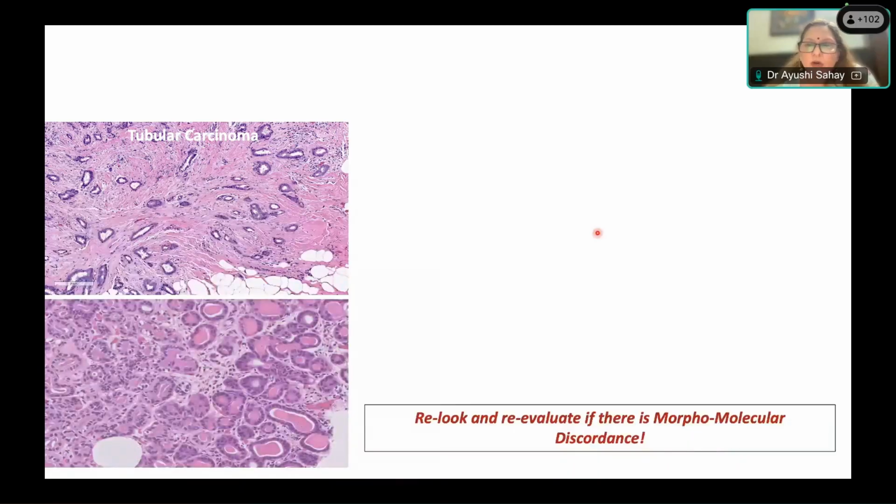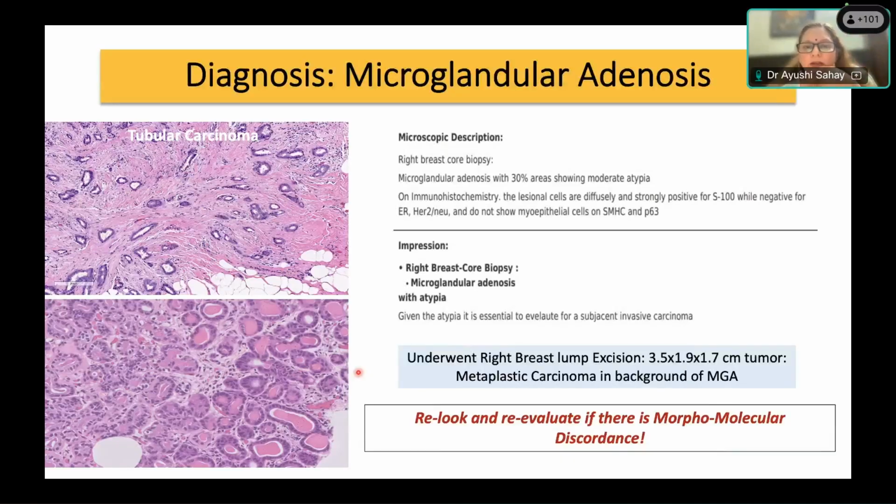I do not have a picture of secretory carcinoma as of now with me, but to differentiate, just to show you again how tubular carcinoma and the desmoplasia of tubular carcinoma with elongated tubules compares to a microglandular adenosis where you are having back-to-back tubules still raggedly infiltrating but without desmoplasia. And if you have a morphomolecular discordance, thinking of tubular carcinoma but ER is negative, always go back and look at the morphology.